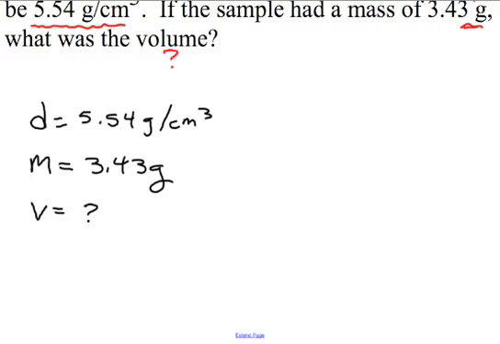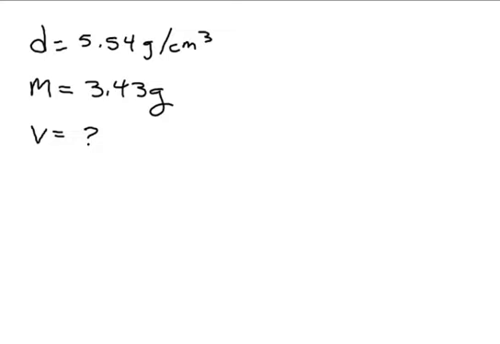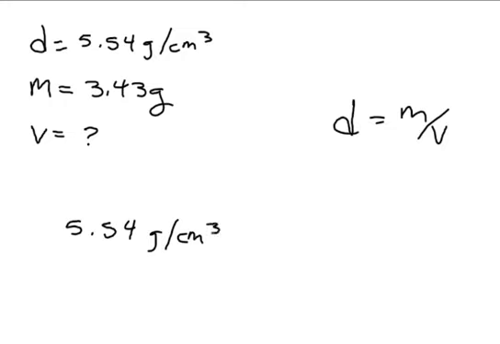All right, so we've got our variables, and now we just need to plug them into our equation. Let's move this so we can see it all. All right, so we've got D equals M over V. So we're going to plug our numbers into that equation. So we got 5.54 grams per centimeter cubed equals 3.43 grams over V.